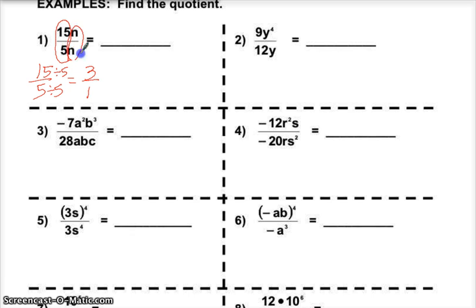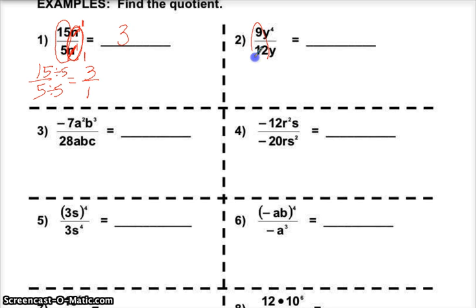And then if both of these are n to the 1 divided by n to the 1, well, what happens to those n's? They're the exact same amount. So they just cancel each other out and become 1s. So we get 3 times no n, so the answer is just 3 there.